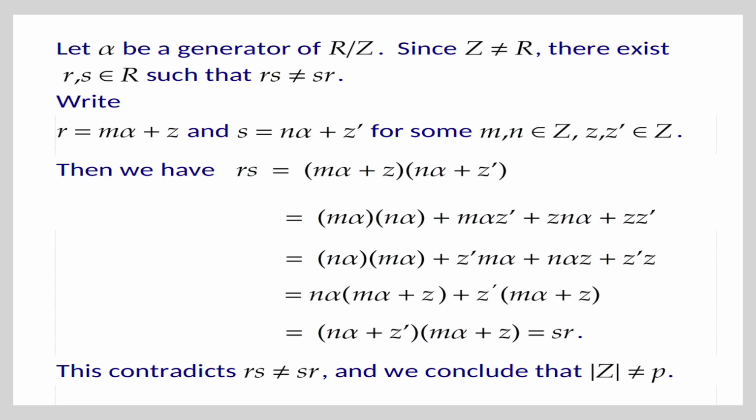By taking n alpha common from the first and third terms and z' from the second and fourth terms, we get (n alpha plus z')(m alpha plus z), that is equal to sr. This contradicts rs not equal to sr, and we conclude that the order of Z is not equal to p.